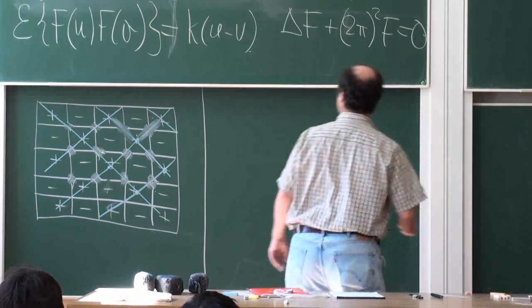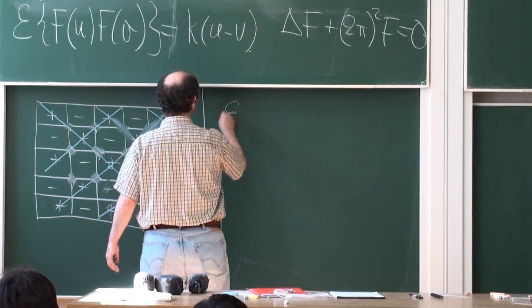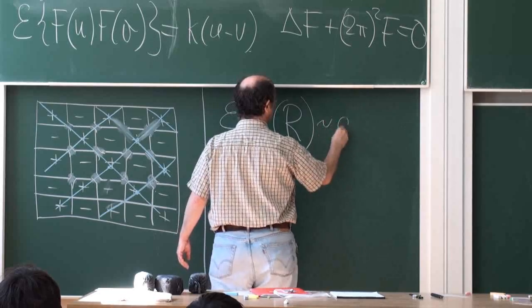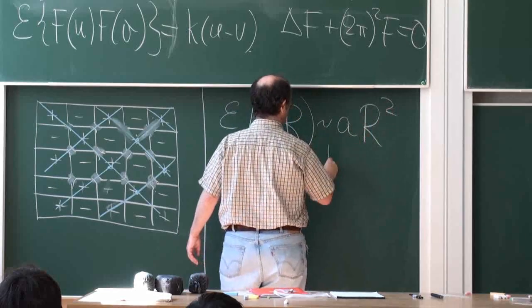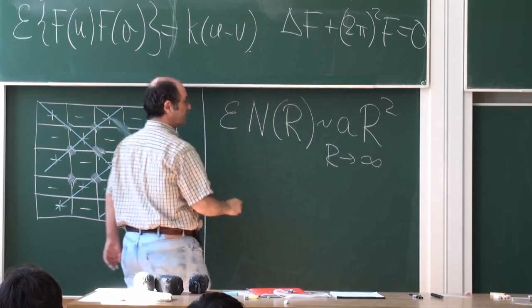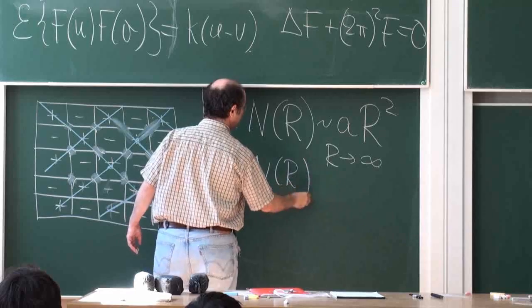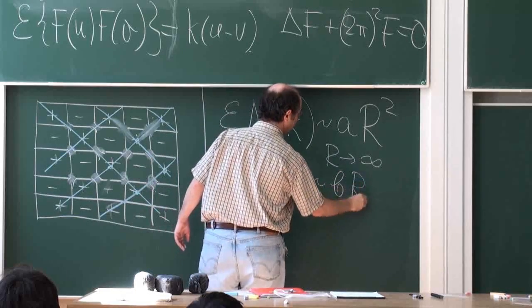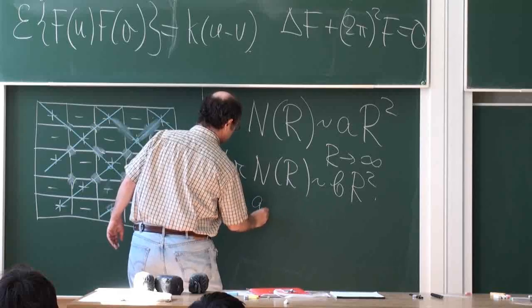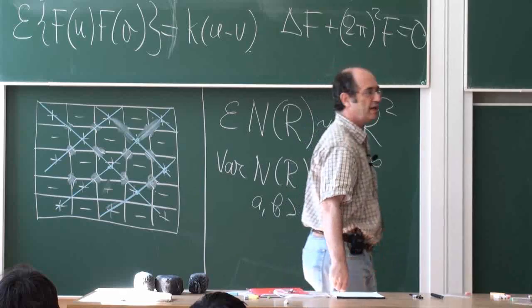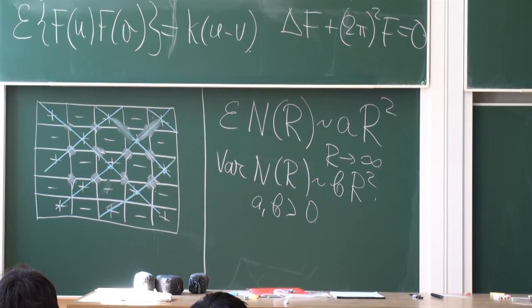In particular, they predicted that the mean number of connected components behaves like a constant times r squared, so it's proportional to the volume. The variance also behaves like some positive constant, which they computed, times r squared. They found the distribution of areas of these domains, etc., etc. This is very, very beautiful, very challenging, but it's completely non-rigorous.